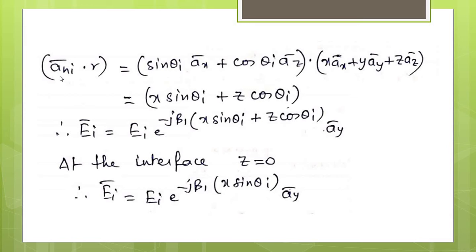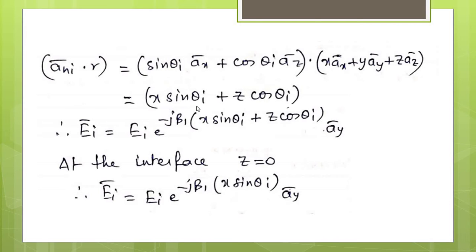Next we need to do a_N_i dot r. This is the dot product. So write the expression for a_N_i and this is r. Now while doing the dot product, wherever we have the similar components, that value will be equal to 1. So here we have a_x dot a_x, so this value will be equal to 1. a_z dot a_z will be equal to 1. All the other components, a_x dot a_y will be equal to 0, a_x dot a_z will be equal to 0, a_z dot a_x is equal to 0, a_z dot a_y equal to 0. So only two terms are left here.